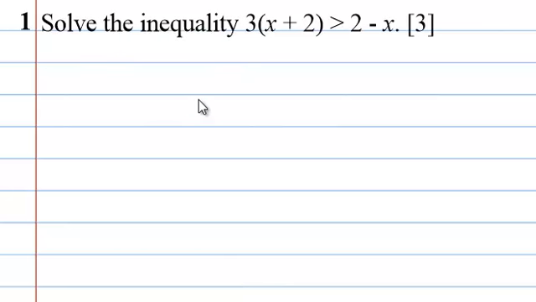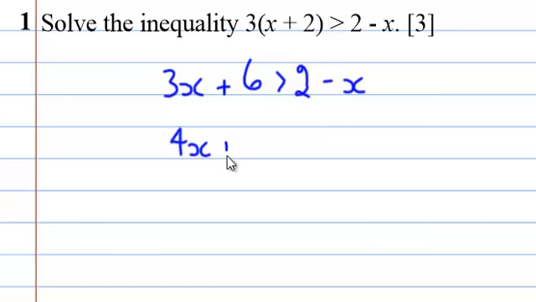Question 1, to solve the inequality, the first thing to do is multiply out the bracket. So we get 3 times x is 3x plus 6 is greater than 2 minus x. Collect x's to the left by adding x to both sides. So 4x plus 6 is greater than 2. Collect the number terms to the right hand side by subtracting 6 from both sides.